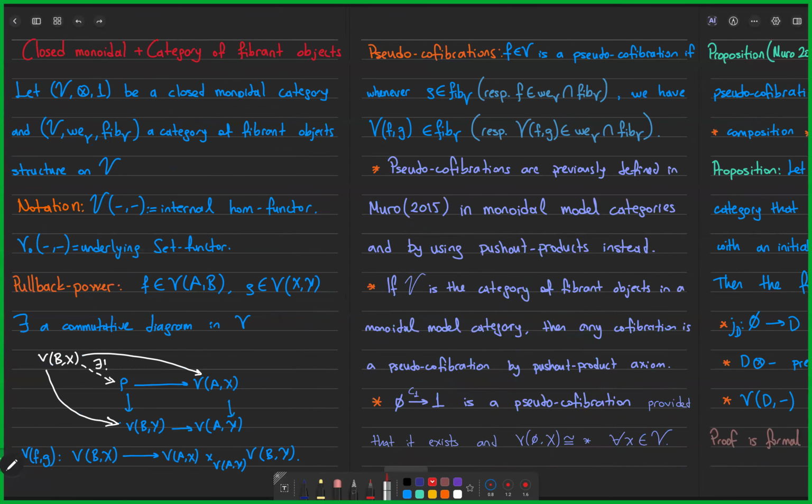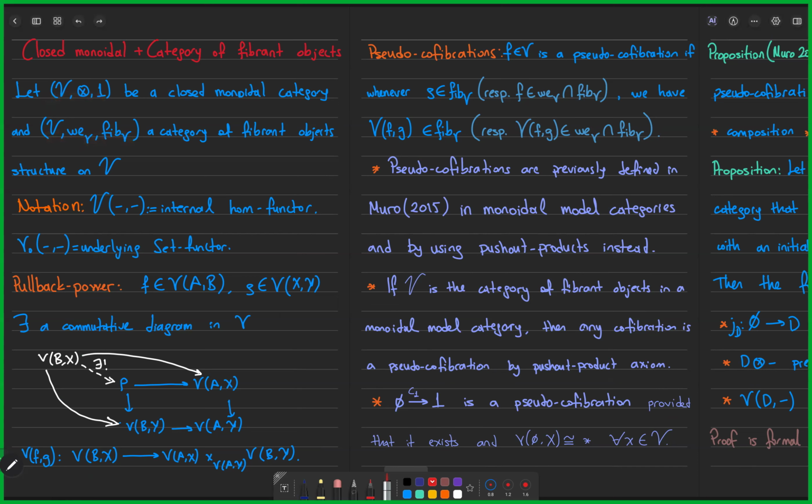We start with this closed monoidal category, and we denote the tensor product like usual by tensor, and one always denotes the tensor unit. This is symmetric monoidal. We always assume our monoidal categories are symmetric monoidal. Sometimes symmetric is included within closed, but in some sources we also need to mention it separately. So on this closed monoidal category, assume that we also have a category of fibrant object structure.